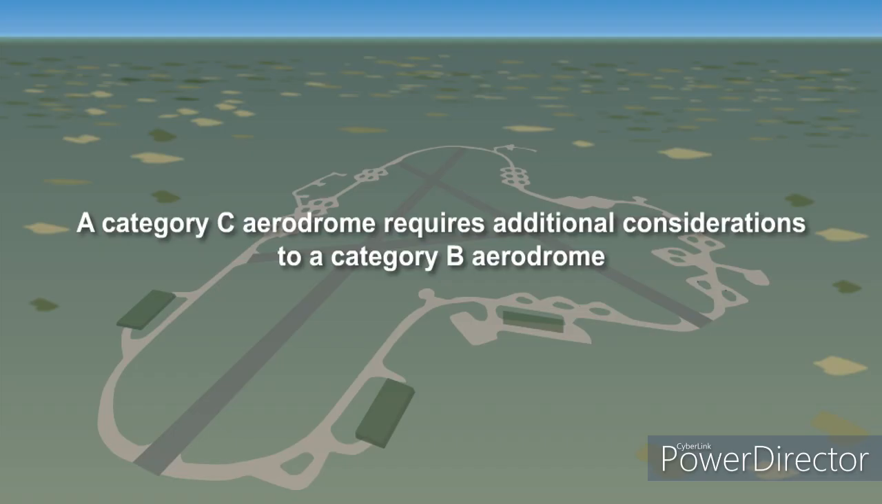A Category C aerodrome requires additional considerations to a Category B aerodrome. A commander should be briefed on and visit the aerodrome as an observer and/or undertake instruction in a simulator. The operator is required to certify any instruction received by the commander.